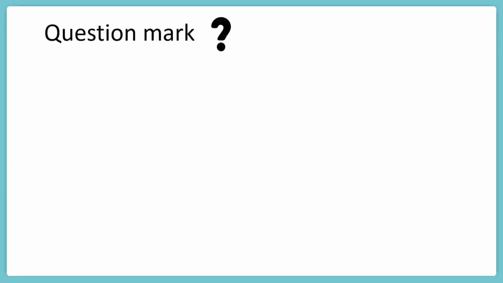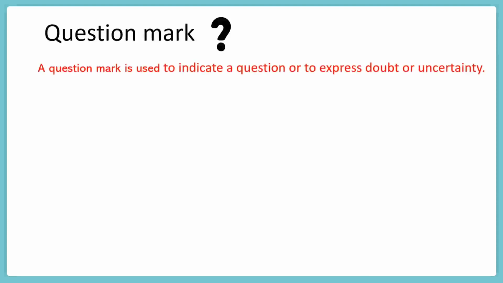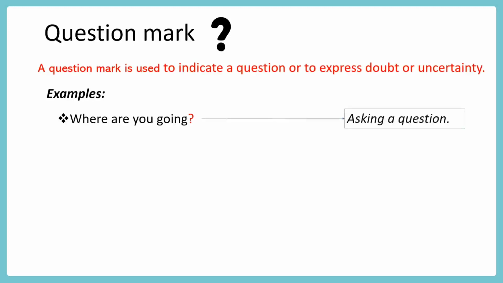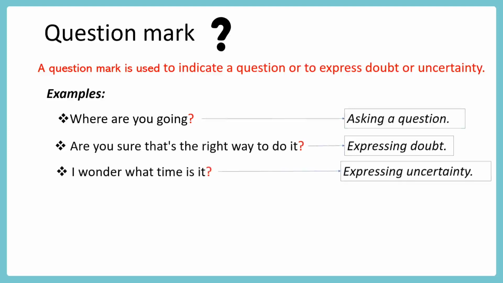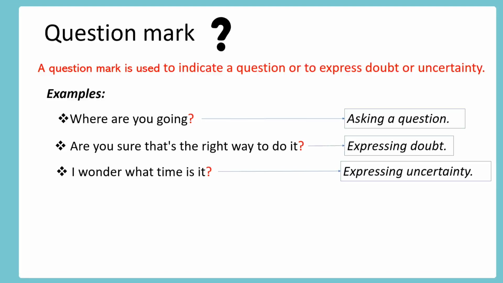Question mark. It is used to indicate a question or to express doubt. For example, where are you going? Are you sure that's the right way to do it? I wonder what time it is? The question mark is an important punctuation mark that helps convey meaning and tone in written communication. By understanding its proper uses, you can ensure that your writing is clear, concise, and effective.